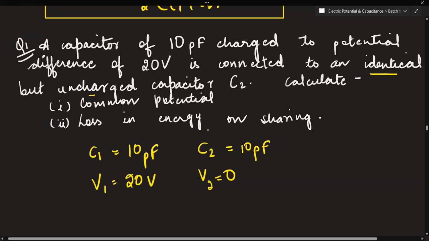Take 2 to 3 minutes. If anyone gets the answer for the first part, answer. Because the first part, all of you should try. Common potential, this is easy. Even the loss of energy formula, you have to do. You can just try. Note down the question first, and whoever gets the answer, start submitting your answer.